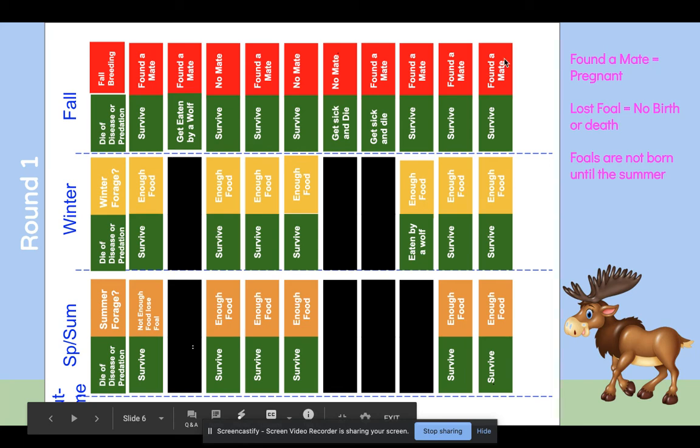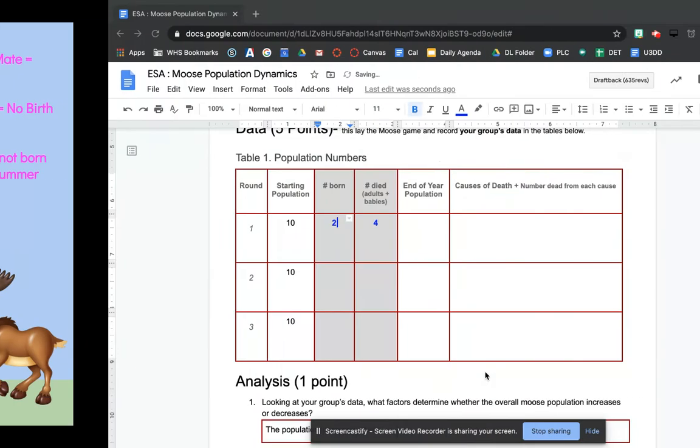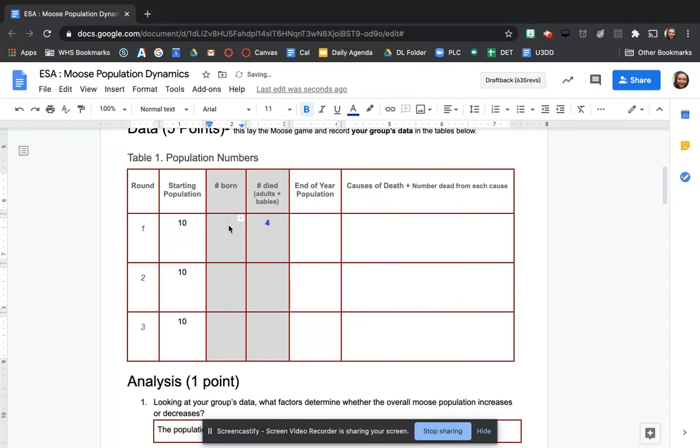Next, moose 10. Found a mate, pregnant, yes, survived, enough food, survived, enough food, survived. Awesome, so we're going to change this to the birth. Okay, so the end of year population: we're going to take 10 plus 3, that equals 13, minus 4. That means that we have 9. Another thing you can do is separate these from each other. That gives us 1 death, so that would also be 9.